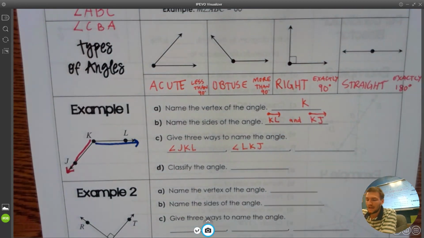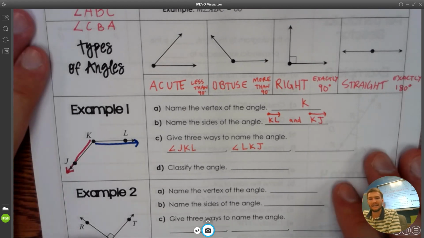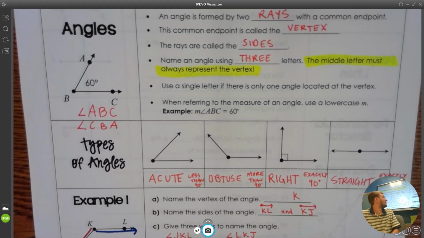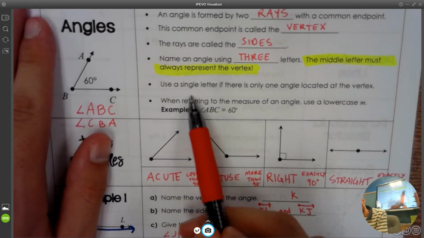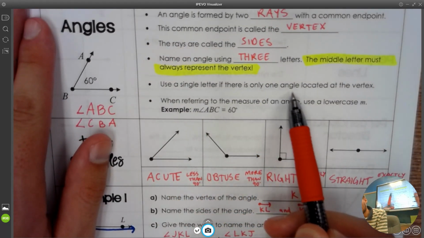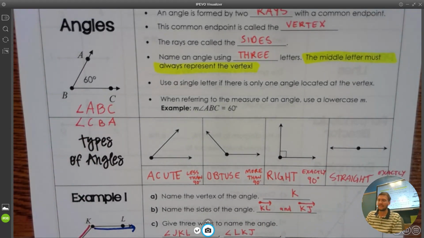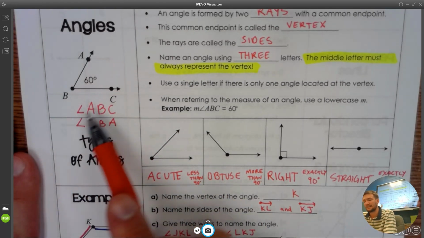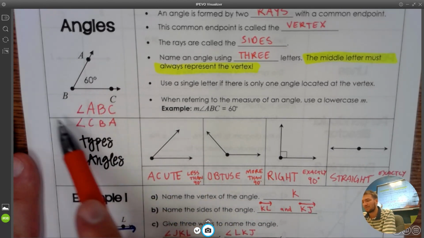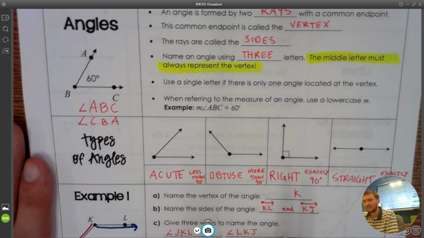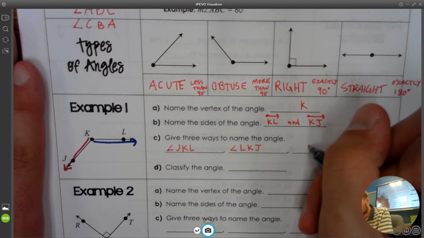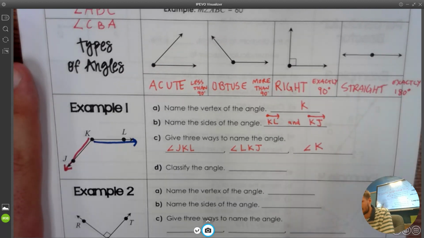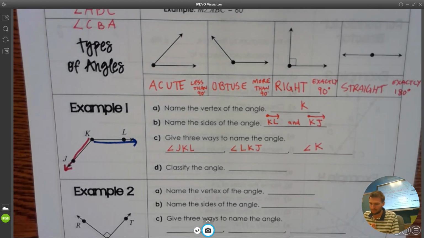Now there's one more, and it is mentioned on the top in the angles category. It says use a single letter if there is only one angle located. To be 100% honest, this doesn't happen very often. Pretty quick, we're going to have a ton of angles, and it's just going to look kind of crazy, like the spokes of a bicycle wheel, okay? But for right now, you are allowed to just say angle K, because there's only one angle we could possibly be talking about here. This won't last very long.